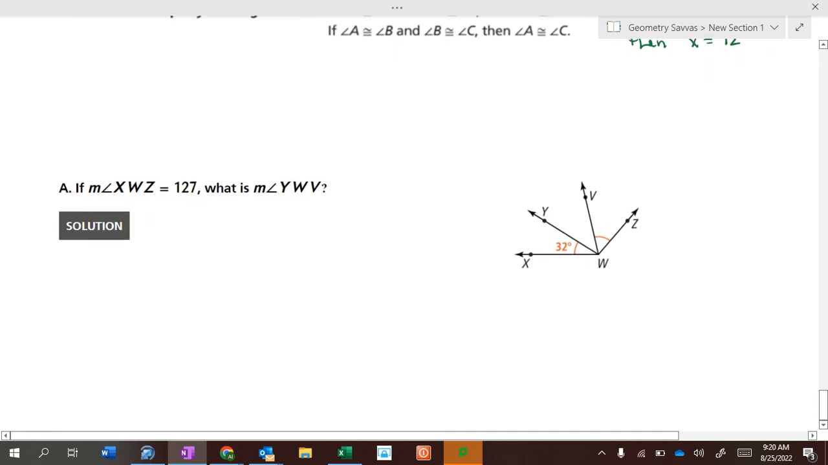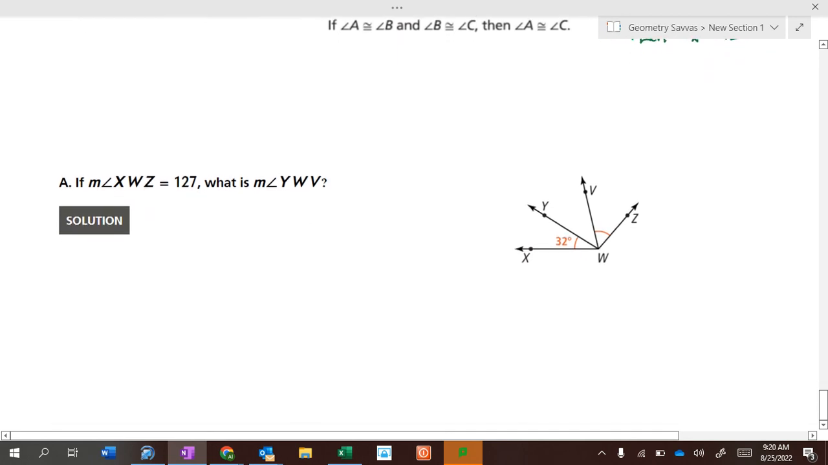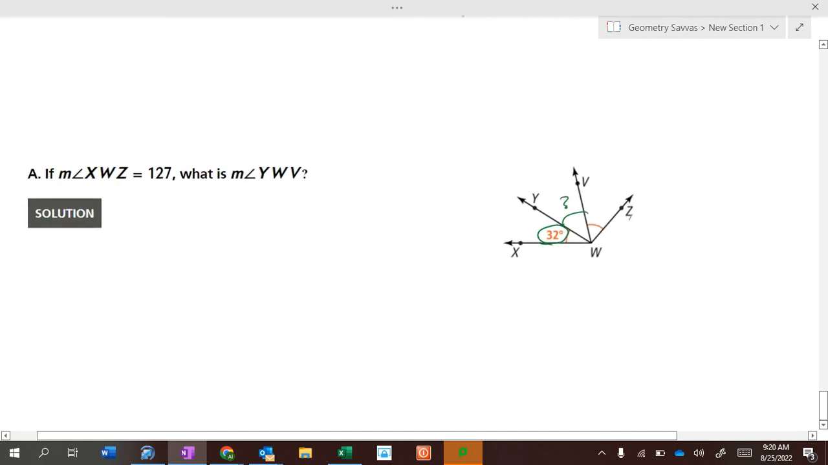Okay. Last one here. If we know XWZ, this whole big thing, is 127, what's this angle right here? Well, what else do we know besides this is 32? What else do we know, looking at the drawing? That this over here is how big? This one over here is 32. Why?